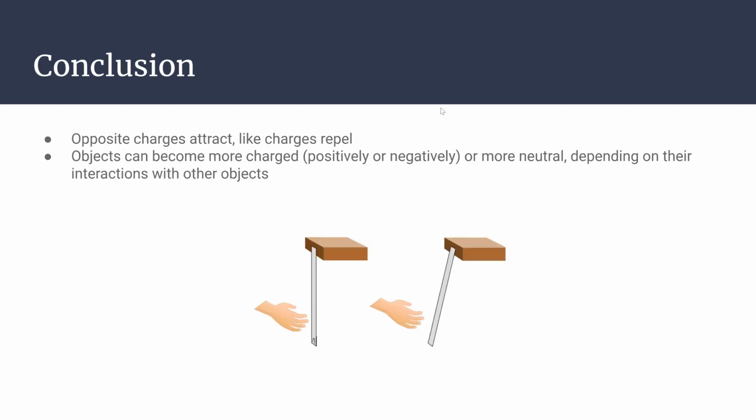In conclusion, opposite charges attract, like charges repel. Objects can become more charged positively or negatively, or more neutral, depending on their interactions with other objects.